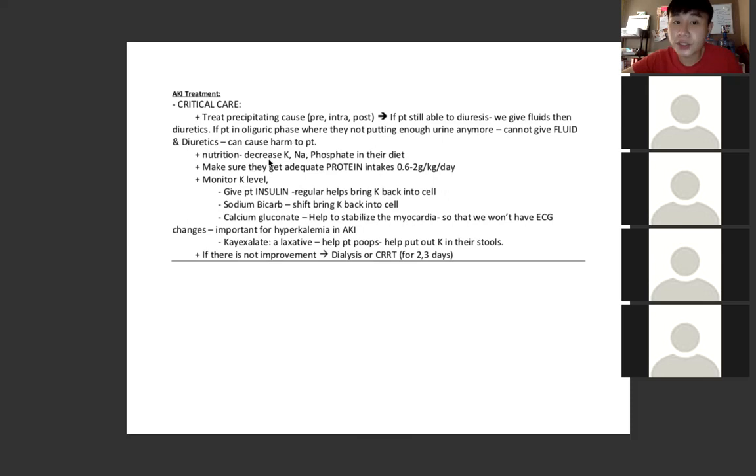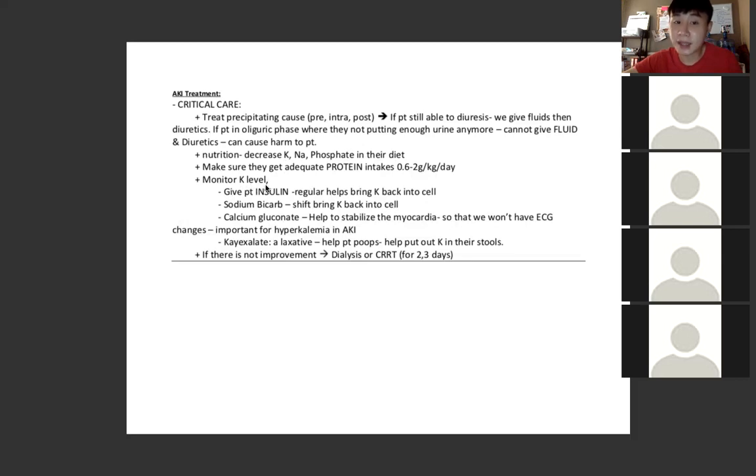Okay, so nutrition: we need to decrease potassium, because when we pee, we excrete potassium to maintain the optimal level of 3.5 to 5 inside our body. If the kidney is not functioning well, it will retain potassium because we don't pee it out. So that's why we need to decrease potassium: when the kidney is bad, the potassium is high. We also need to decrease sodium and phosphate in their diet. Make sure they get adequate protein, an intake of 0.6 to 2 grams per kilogram per day.